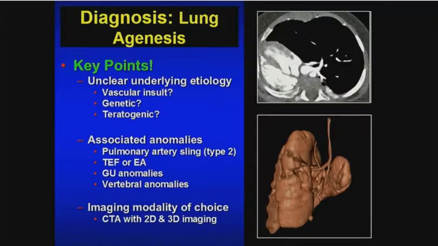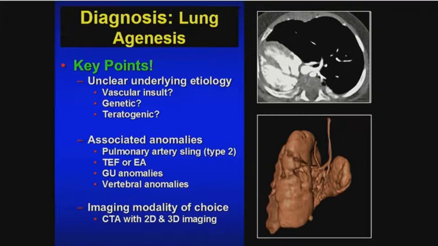We still do not know exactly what's causing it. Some people postulate, could that be due to an early vascular insult during development? Could that be an underlying genetic mutation, or could it be teratogenic? There are some associated findings, particularly type 2 pulmonary artery sling, as in our case, which has an association with lung agenesis and also long segment tracheal stenosis. And you also want to look for other malformations involving the GU tract and also vertebral body anomalies.